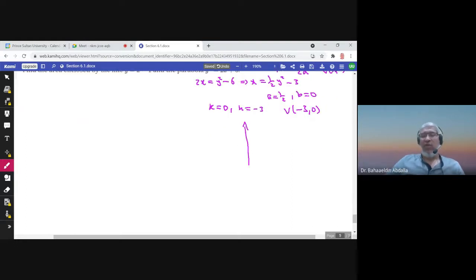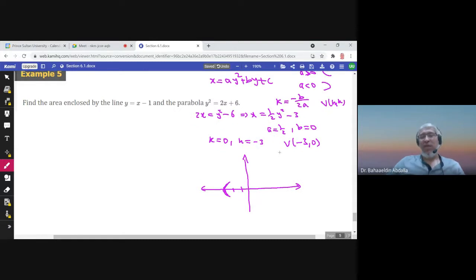Now to graph the parabola, 1, 2, 3, this is negative 3 and 0, and the parabola opens to the right. And this is the line y equals x minus 1. But to find the intersection points between the line and the parabola, we need to equate the two equations.